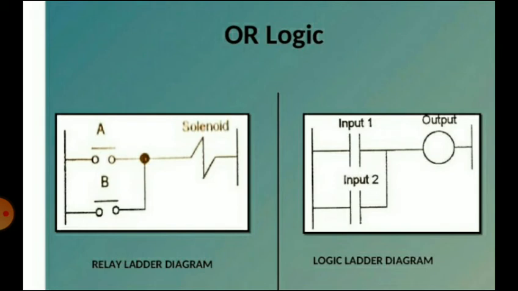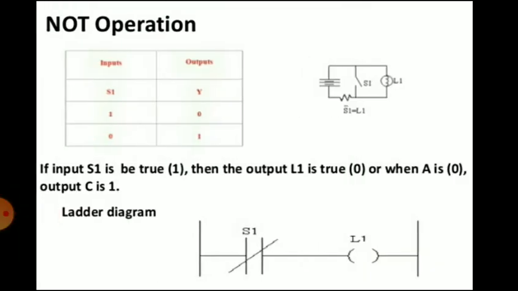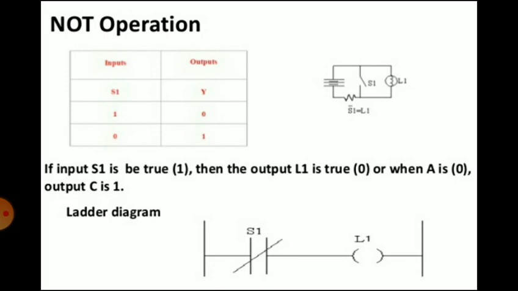In OR logic, many inputs can provide the output voltage. The output is energized when switch A or B or both are closed, that is input 1 and input 2 are closed. Then the NOT operation. The output is on when the push button, that is S1, is not actuated, and the output is off when the push button is actuated.